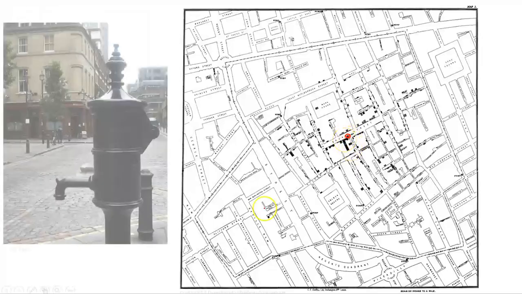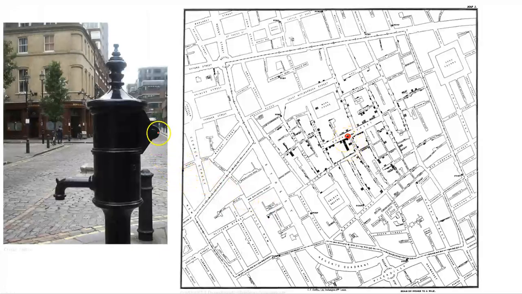And so the next day, he reported these findings, and the next day he took the handle off the Broad Street pump, and people stopped dying. So it showed that the water that was contaminating the population was coming from that well pump. And even today, there is a monument with a handleless pump that stands in the approximate location of where that original Broad Street pump was located in London.